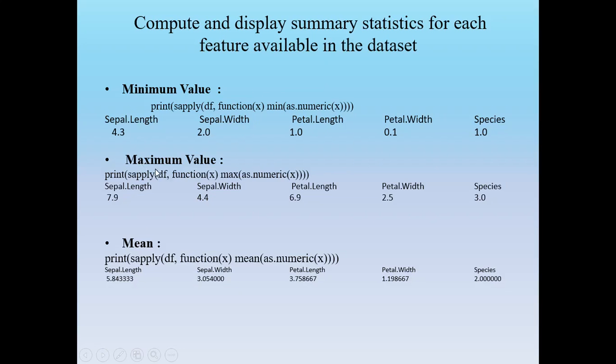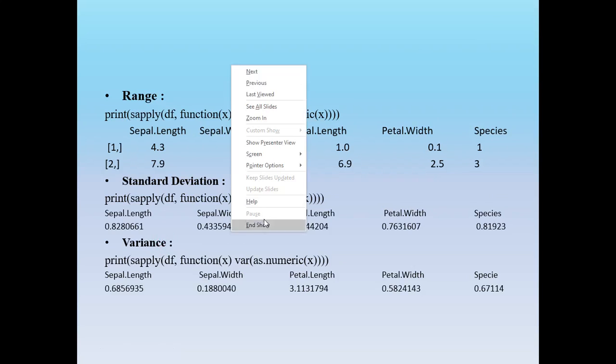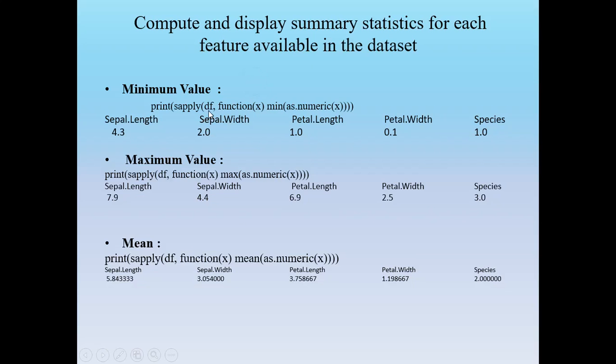Now for the maximum values, this is the print sapply, same as the minimum value. We are calculating with the help of max only. Again we get the maximum value from the table available in the CSV file. Next is the mean function. With the help of this function, we get this kind of output.